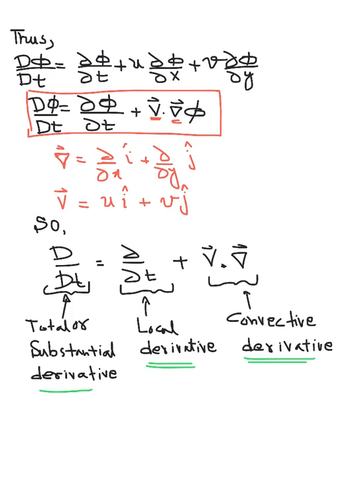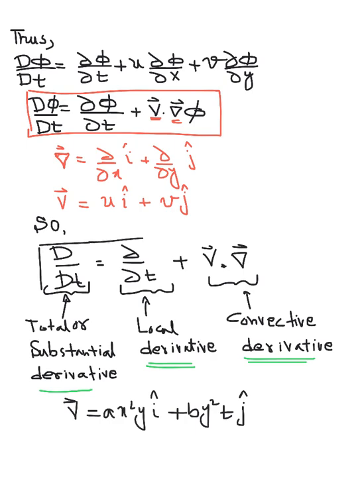Now as an example, if I have a property velocity field given by this vector, and I want to calculate the total change or substantial derivative, then I can utilize this formula or this operator of my total derivative to find the change in that property. Utilizing this equation, I can easily find that.